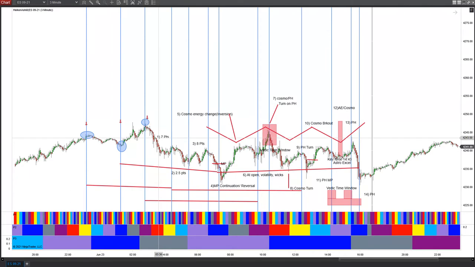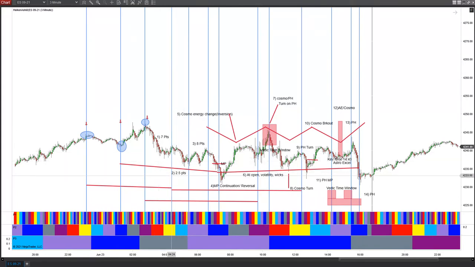So here the first setup was this PH time right here. That particular trade moved 7 points. Typically the best way to handle this is to get a reversal bar at or just before or after the PH time. So you can see 2 bars later we got the red reversal Heikin-Ashi bar to trigger the short.